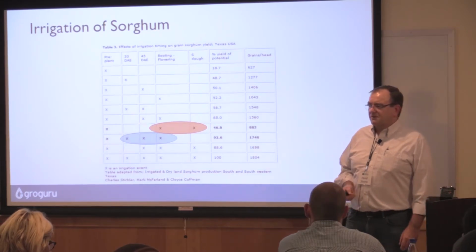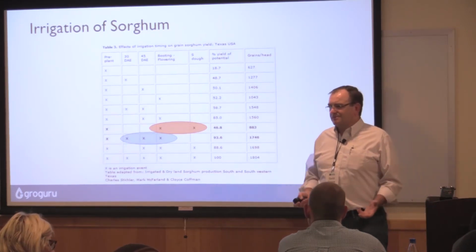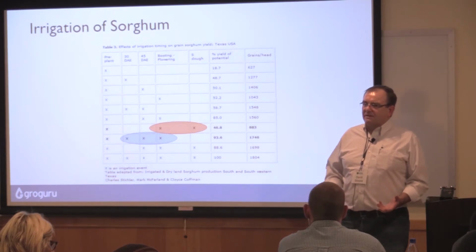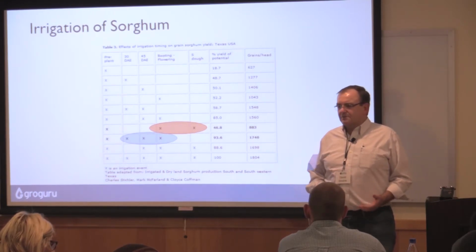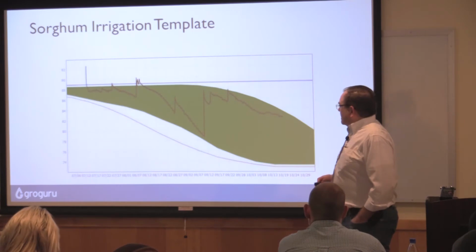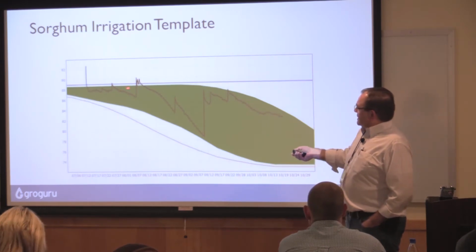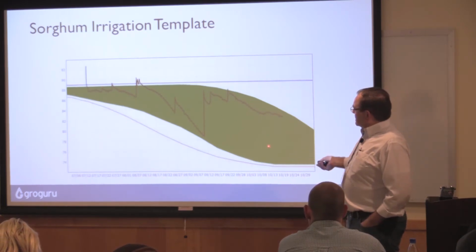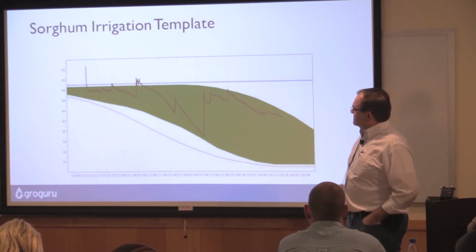So be very careful when you're doing a split rotation with sorghum, that if you can't irrigate it, it has access to stored soil moisture. So what does that look like? Essentially we're trying to keep it wet at the start, and then we're letting it dry down at the finish, in terms of an irrigation template.